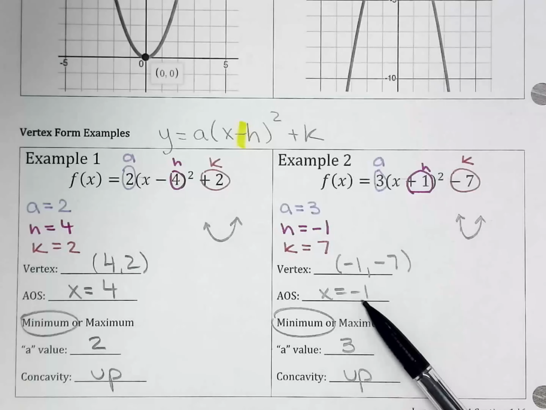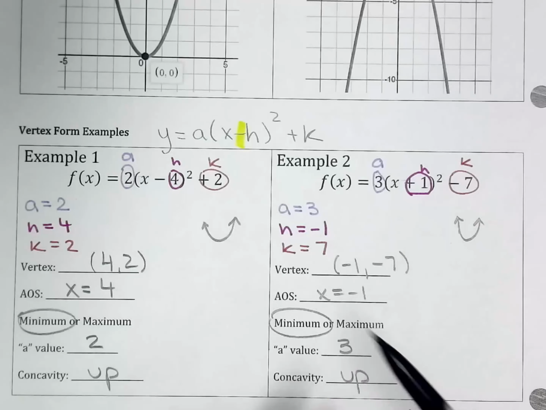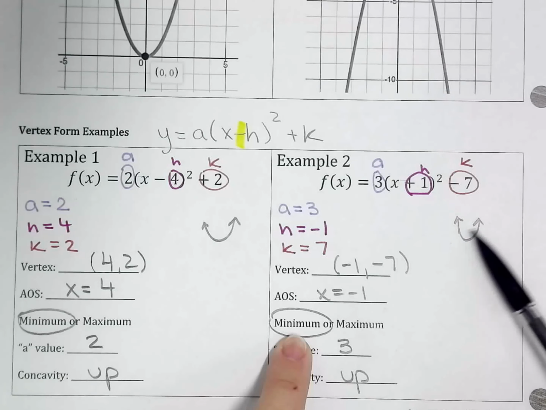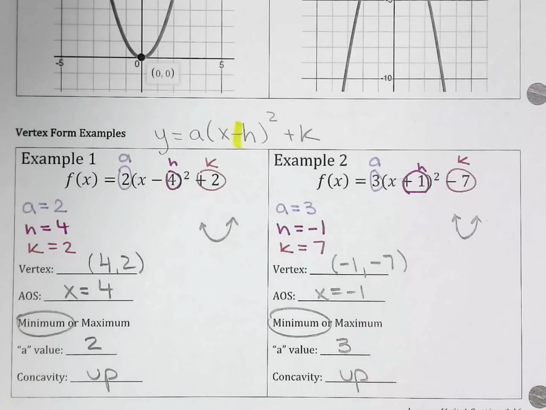The axis of symmetry is the h value. And it's because it's a line, you have to write the x equals. You have to. Minimum, because it opens up right there. And you will have a separate video for page 7.